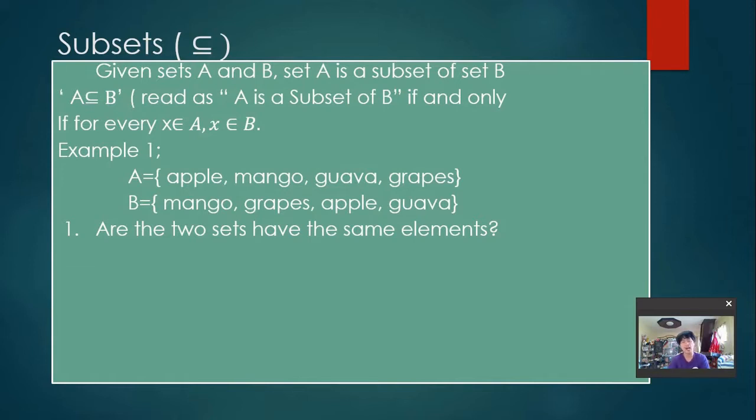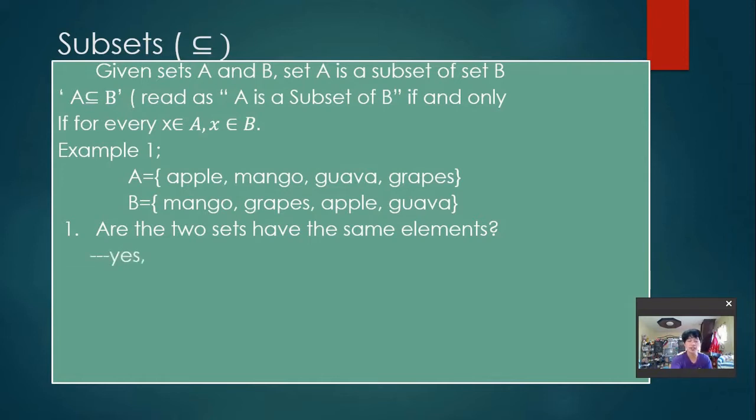Apple in set A. Is there also an apple in set B? Yes, there is. How about mango? Is there a mango in set B? There is also. How about guava? Is there guava in set B? Yes, of course. How about grapes? There is. So therefore, they have the same elements. So our answer to this first question is yes.